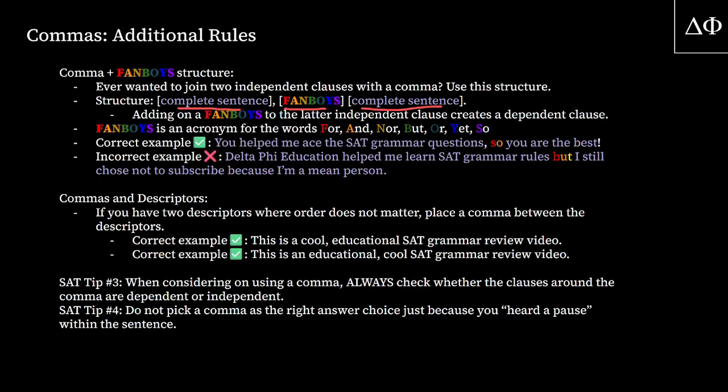Another thing is with commas and descriptors. If you have two descriptors where order does not matter, place a comma between the descriptors. Look at these correct examples. This is a cool educational SAT grammar review video. This is an educational cool SAT grammar review video. They both work. An SAT tip is to always consider whether the clauses around the comma are dependent or independent.